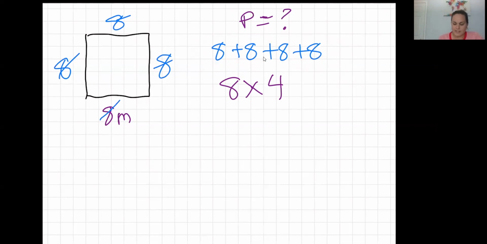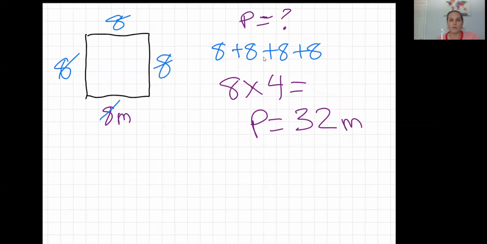So for the sake of being a 4th grader, knowing my multiplication pretty well, I'm going to go ahead and solve it with the multiplication 8 times 4. So 8, 16, 24, 32. So that gives me my answer of perimeter equals 32 on this one. And it gave me my measurement unit down here of meters, so I need to put that back in. So 32 meters would be my final answer on this one.